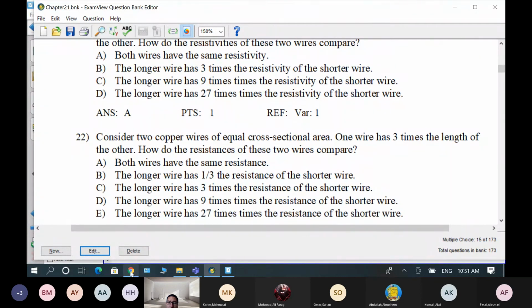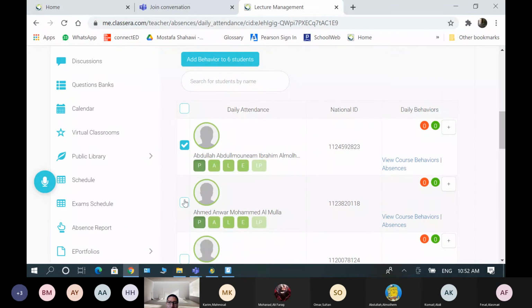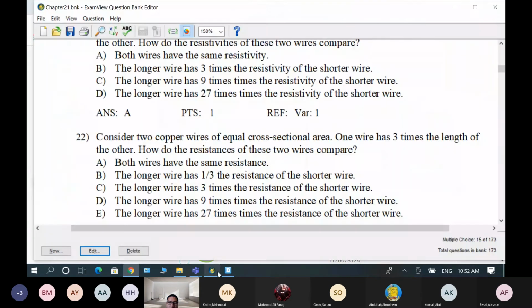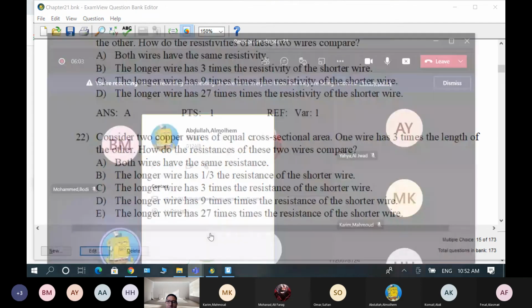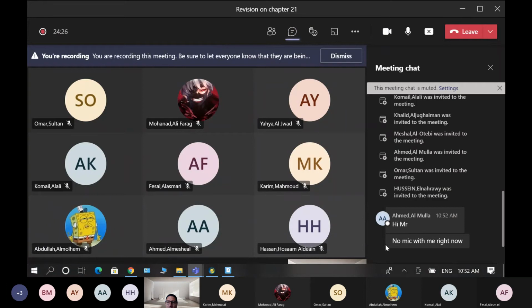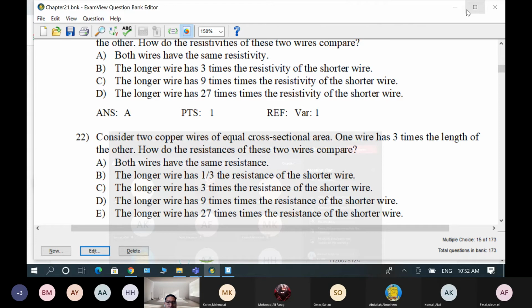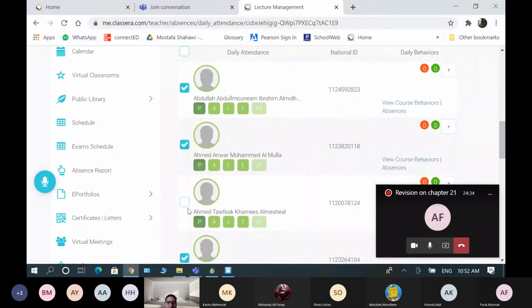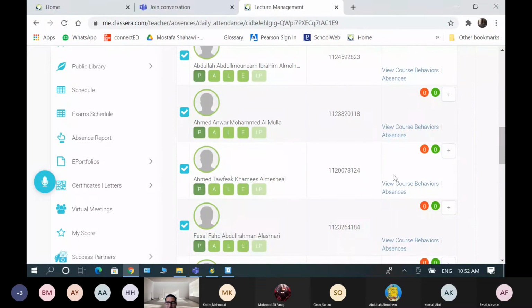Question 22. Ahmad Anwar. Ahmad. You don't have a mic today. It's okay. So let me pick someone else. Ahmed al-Mish'al. Ahmed, question 22.